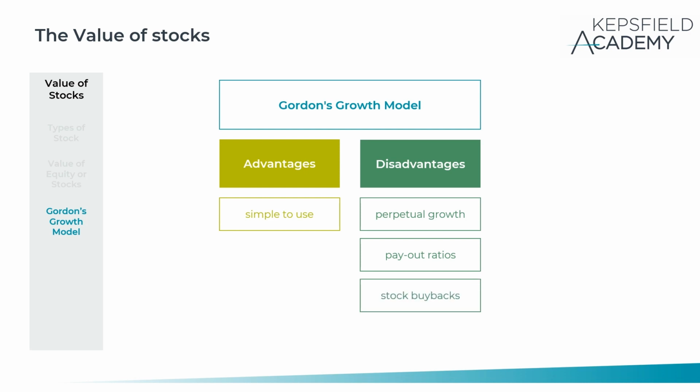Finally, stock buybacks can significantly impact equity valuation. In a share buyback, a company repurchases some of its shares, often at a price above the market rate. This reduces the number of outstanding shares and increases the share price, resulting in capital gains for shareholders. The Gordon's growth model might not fully account for the impact of buybacks on equity valuation, as it focuses on dividends. It's essential to keep this in mind when using the model for valuation purposes.